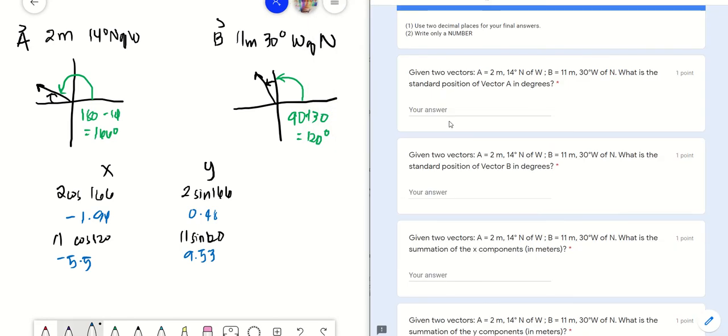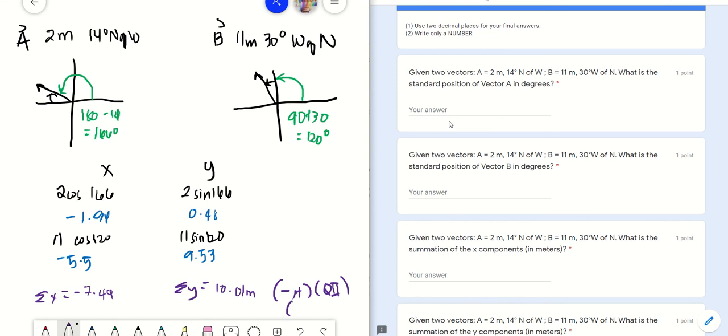So, in terms of summation of x and summation of y, summation of x will be negative 7.44 meters, and summation of y is 10.01 meters. What can we observe? It's negative and positive. It's in the second quadrant, so we can assume that the direction is north of west.